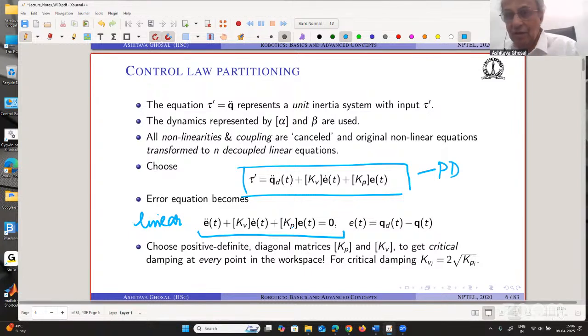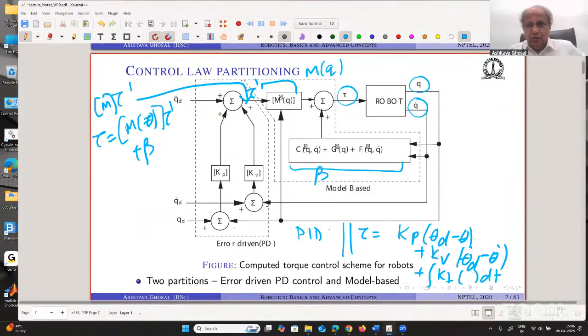So as far as your question is concerned, I think you are asking what exactly is meant by this. Okay, this is what we mean, that all the nonlinearities and coupling are cancelled, and the original nonlinear equation, which is modeling the robot which we are trying to control, is reduced to a set of decoupled linearized equations. Okay, so that is what is shown in this block diagram.